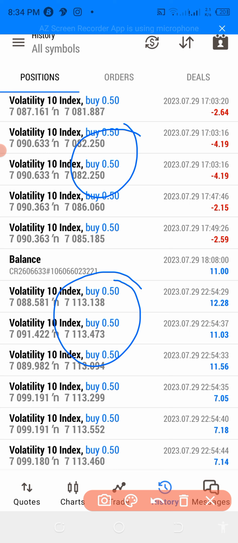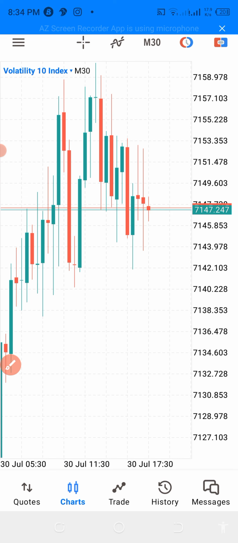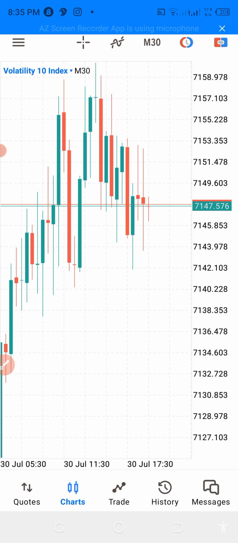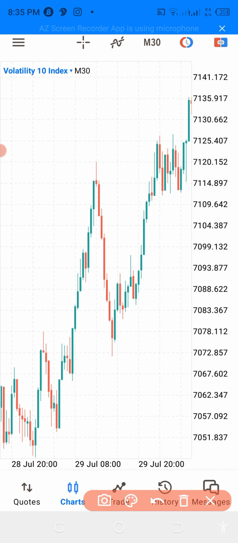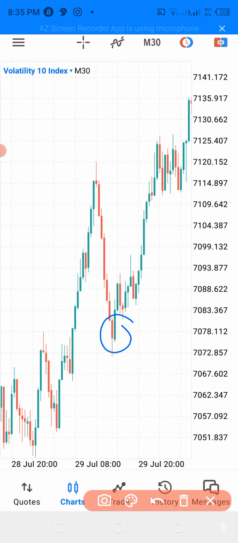So why was I buying Volatility 10 Index? Let's get to the Volatility 10 Index chart. This is the current chart, and the trade I entered that day, I took all the way from this area. This was my entry point. I also gave that trade in my signal room, I dropped it in the signal channel. This was my entry point, exactly this region.